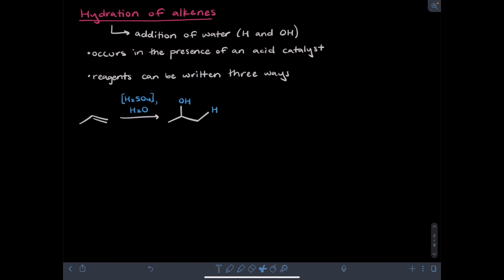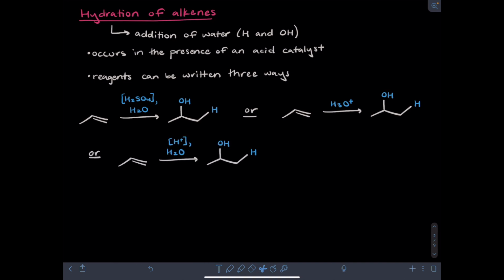The reagents for acid-catalyzed hydration of alkenes can be written in a few different ways. One way is writing H2SO4, sulfuric acid, as well as water. A second way of writing the reagents is to just write H3O+. Or a third method is to write H+, a proton source, as well as water.